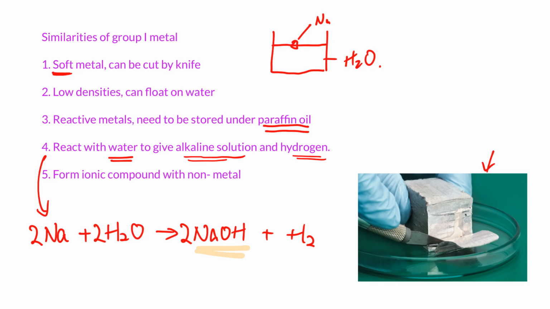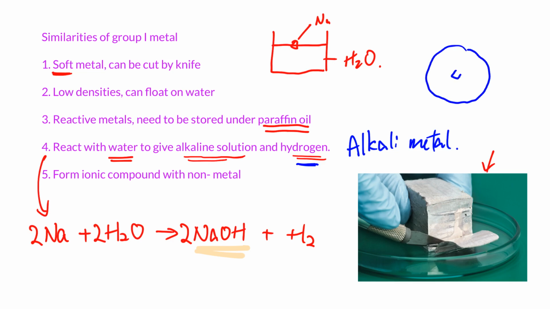Because of this, we call these types of metals alkali metals, simply because when we put them into the water, they will give alkaline solutions. And in the process, we also give out hydrogen. On the top view, if you put an alkali metal in the middle, say for example like this, the surface of the alkali metal will give out a lot of bubbles. They may go in all different directions.